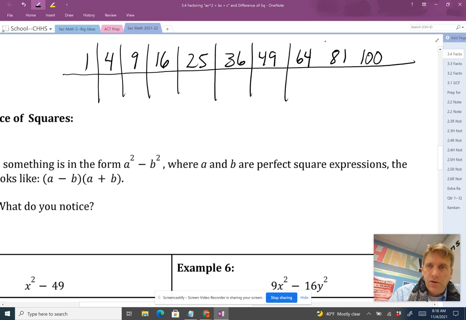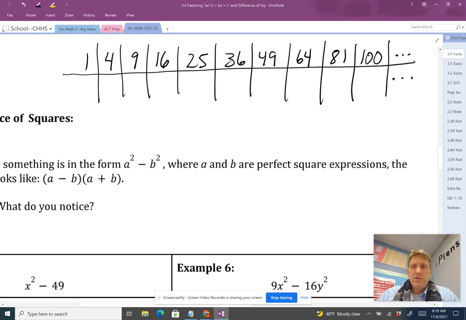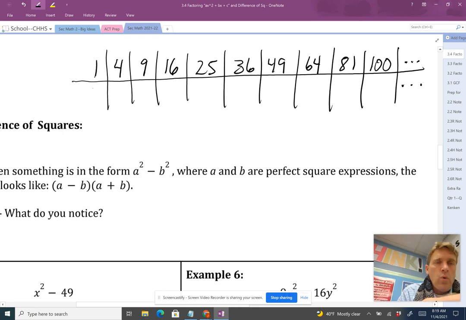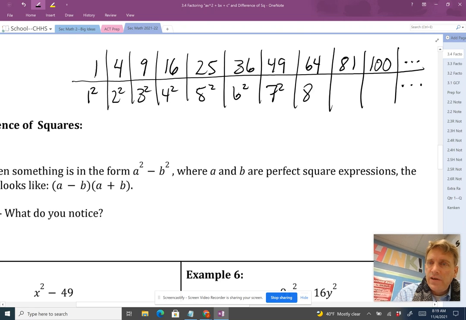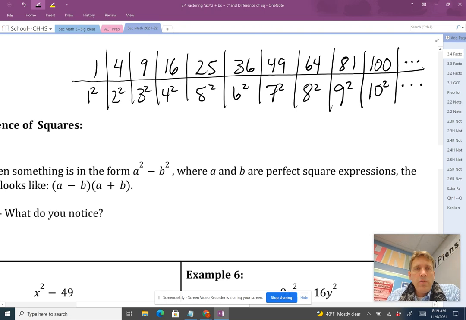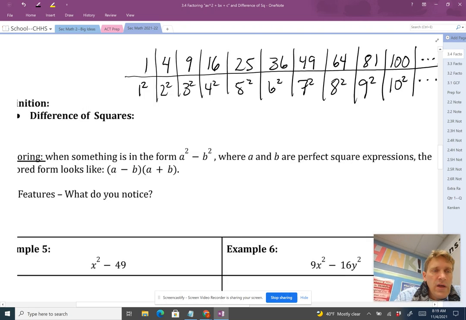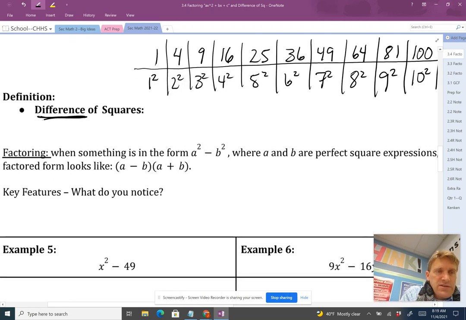To help you see, hopefully, what this pattern is. Now, this continues on. There are infinitely many of these, but these are some of the most important that you'll see. 1 is 1 squared. 4 is 2 squared. 9 is 3 squared. 4 squared. 5 squared. 6 squared. 7 squared. 8 squared. 9 squared. And 10 squared. So those are what are called perfect squares. And so when we're dealing with this, we've got a difference of squares.